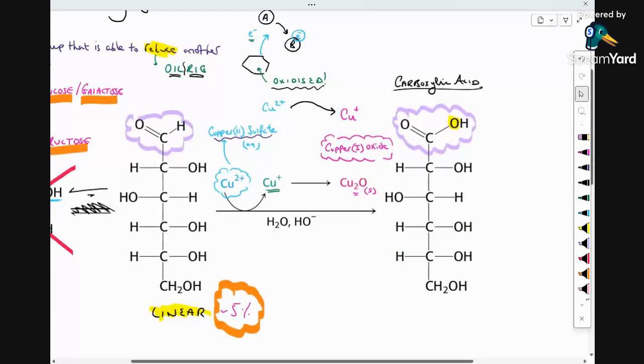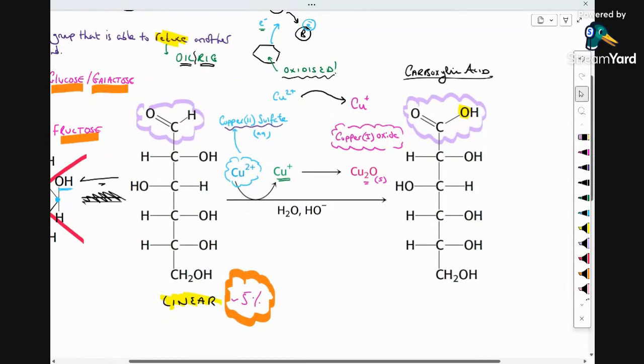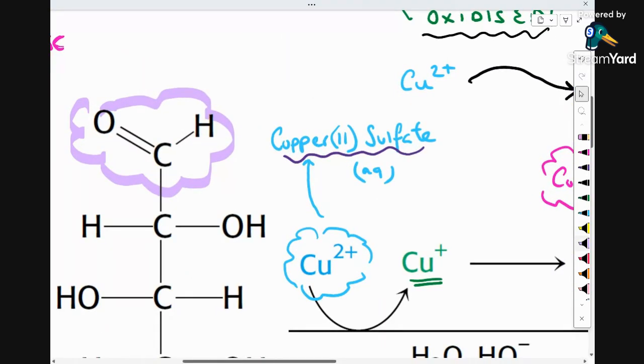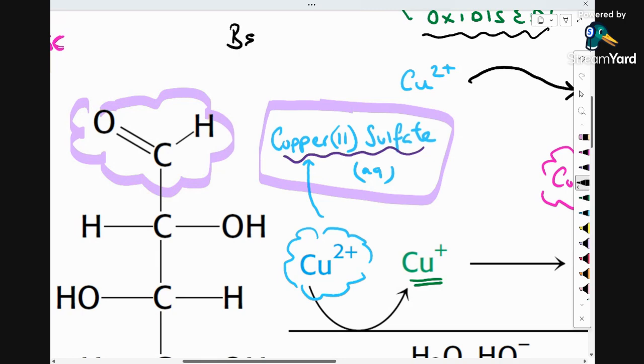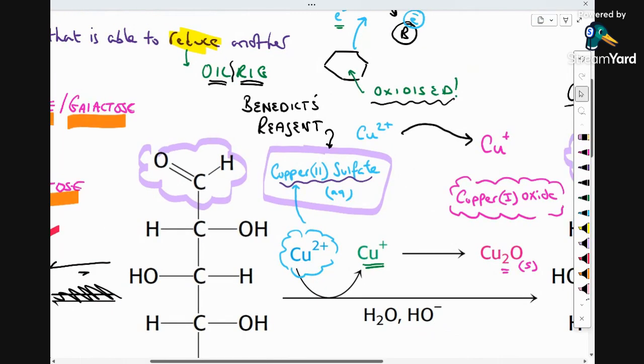Now, that's kind of less important for what we're bothered about. What we're bothered about is the color change. And the overall name for this is Benedict's test, because the copper 2 sulfate solution here we refer to in biology as Benedict's reagent. And you can write this in an exam. Benedict's reagent. It's a solution essentially of copper 2 plus ions, copper sulfate.